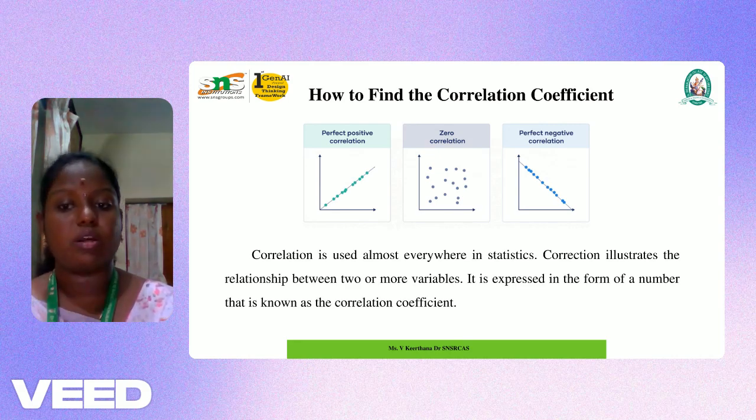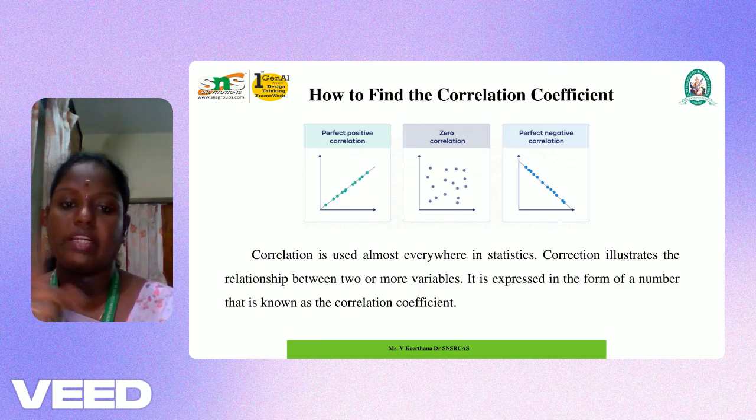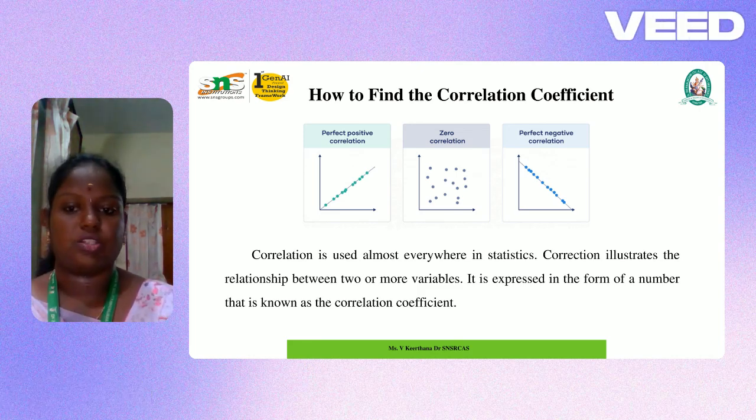So next is zero correlation, when there is no relationship between variables. For example, shoe size and intelligence. So is there any change or any relationship between the variables? No, because there is a zero correlation.